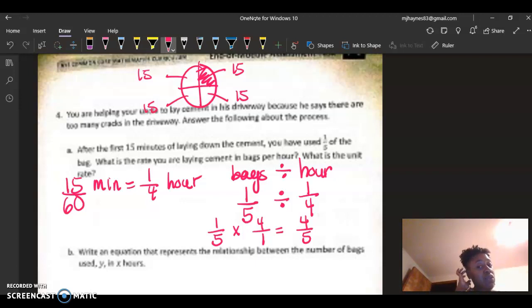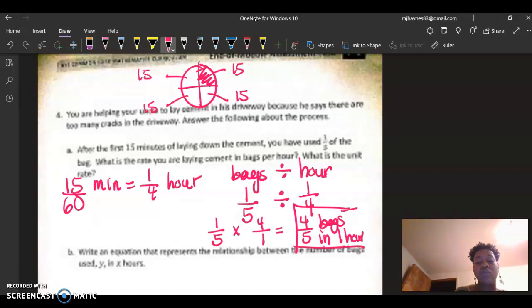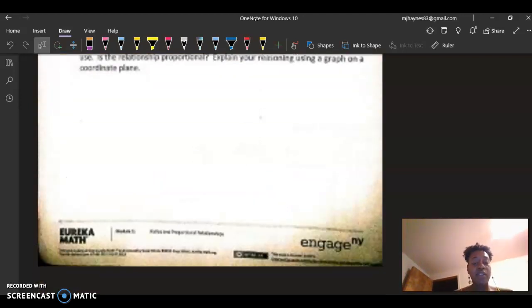So it says, what's the unit rate for bags per hour? 4/5 of a bag in 1 hour. That's how much I use. Okay, don't use the whole bag. I use 4/5. All right, look at B.